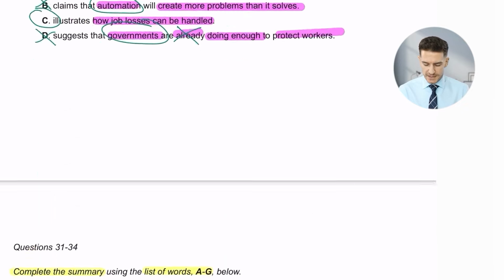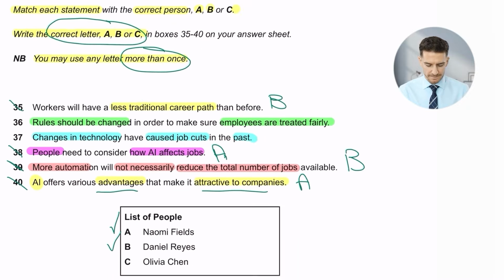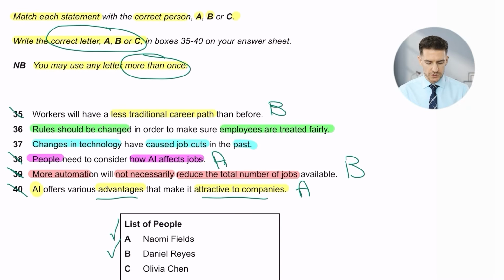Okay, so let's go back. And let's have a look. So, rules should be changed. Yes, she definitely says that, because she talks about reform and strengthening things. And 37, changes in technology have caused job cuts in the past. Yes, she did talk about that.